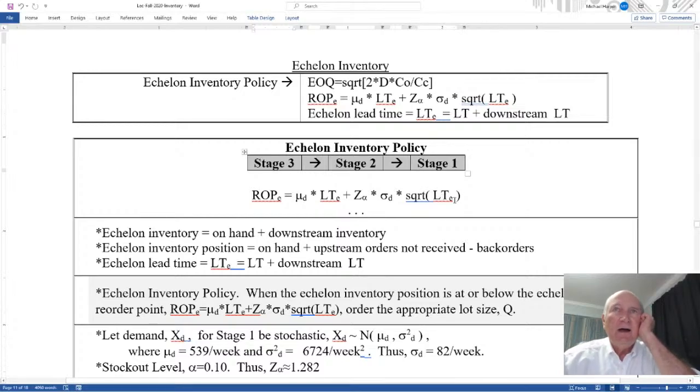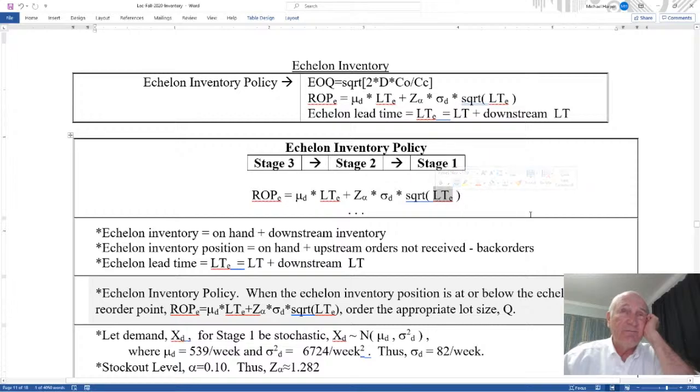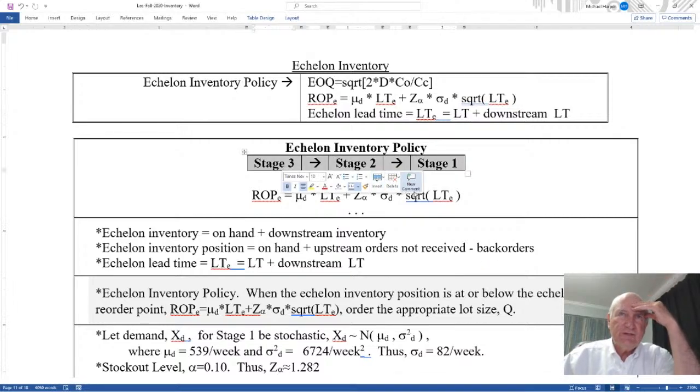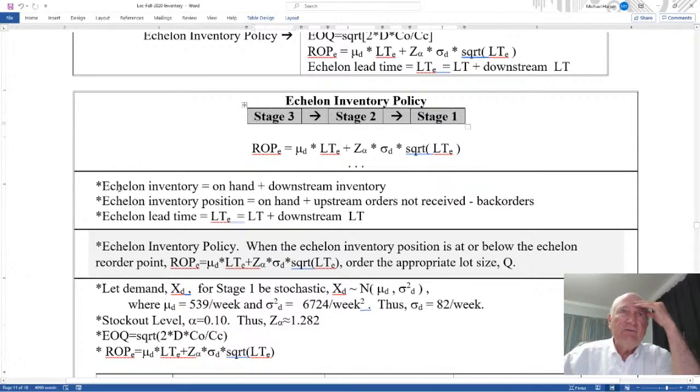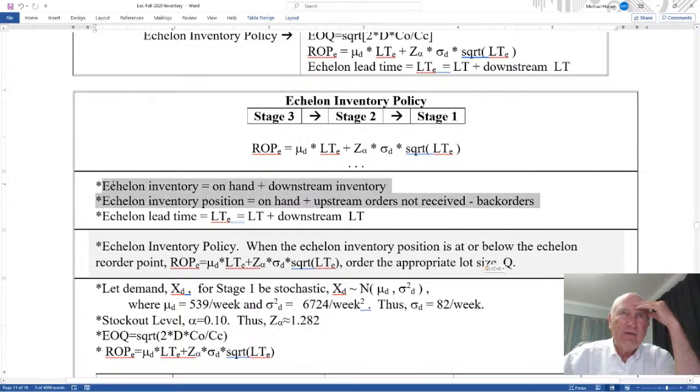Okay, so what they do here is change the lead time. And this is one way to do it, a good way to do it. And it has been shown that it's not optimal, but it's reasonable. It's one way to combine the stages. Okay, the echelon inventory and echelon inventory position. And this is pretty much how they define it.